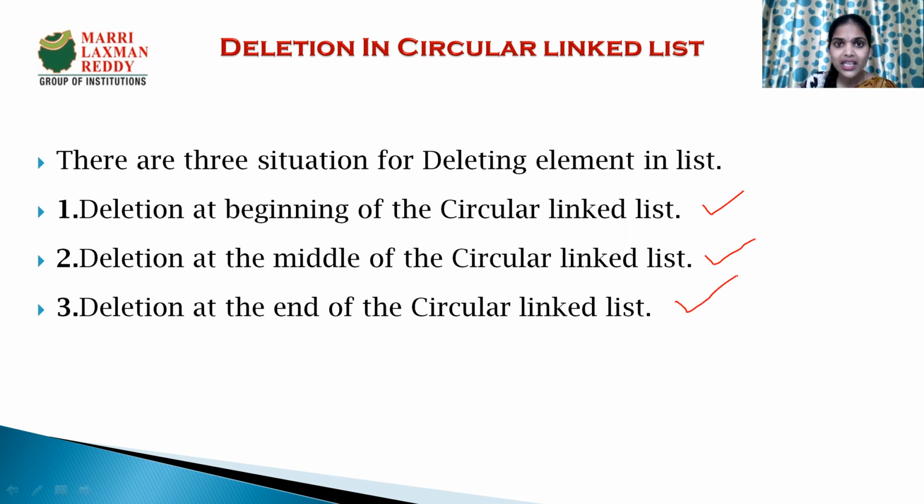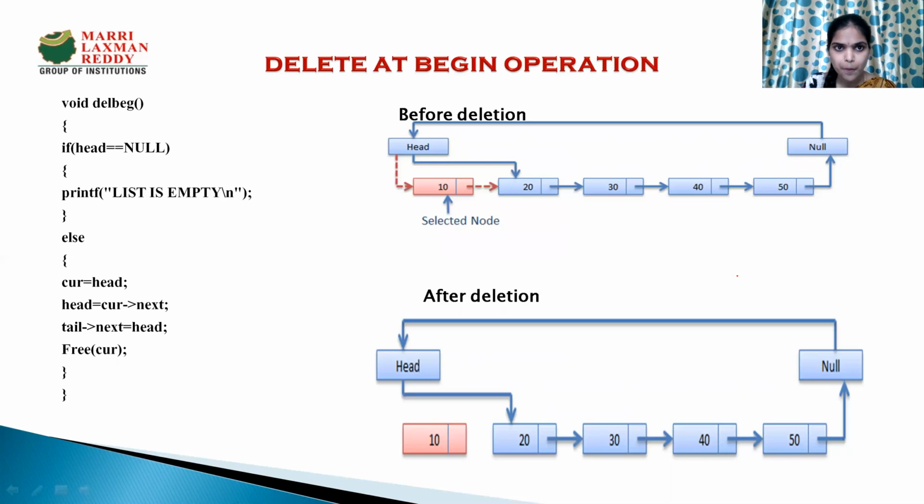Here I'm representing a circular single linked list. To delete a node from the beginning of a circular linked list, what we have to do is check whether there are some nodes in the list or not. Here we have some nodes in the list, so we can perform the deletion operation. If there are no nodes in the list, then we cannot perform deletion operation. We just have to state that the list is empty.